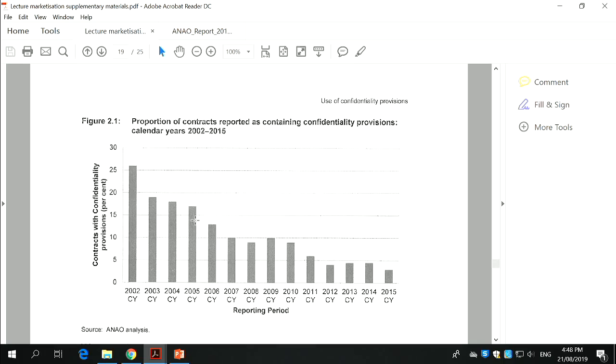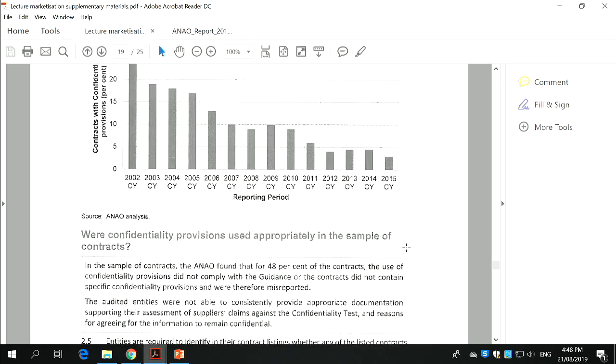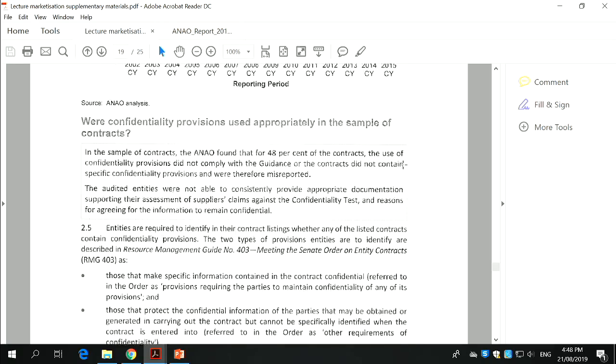But over time, you can see the contracts that contain confidentiality provisions have actually declined, because of all this monitoring and the requirements to provide information on the websites. So it's a way to limit secrecy and also enhance transparency. So there is a decline in the use.